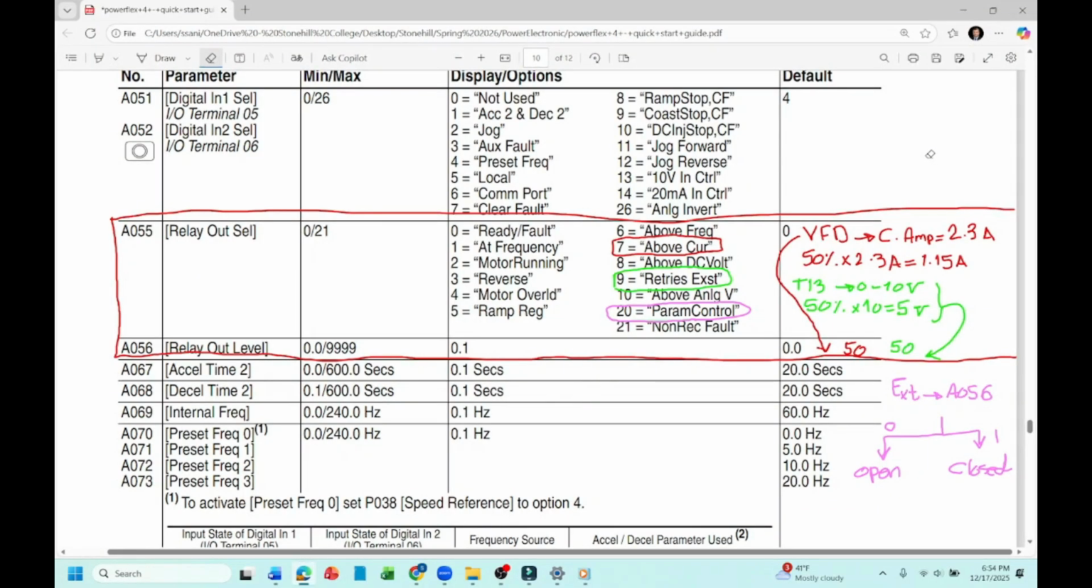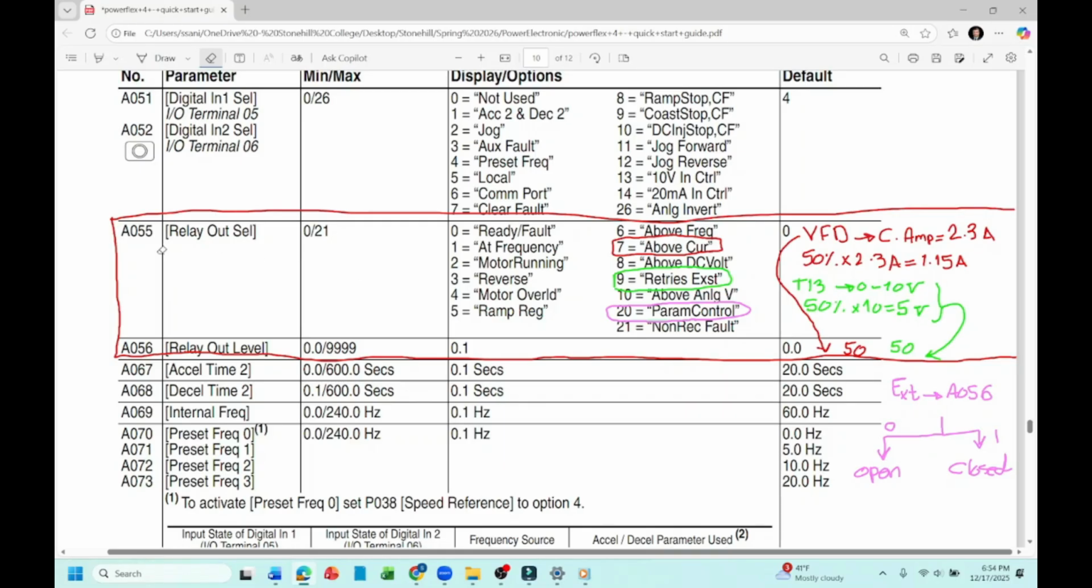Hello everyone, this is another video from the Easy Electric series, and today we are learning more parameters for VFD relay output programming. So we talk about A055 and A056. Today we learn a few more parameters in A055. Let's take a look at number 7.